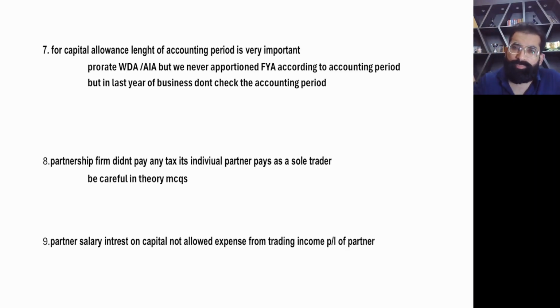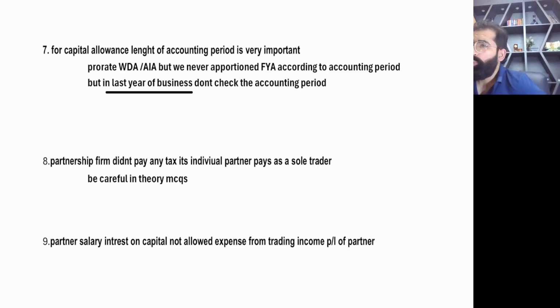One more thing, in the last year of the business, that means if the business is going to close, you don't need to count the length of the accounting period. Why? Because we never calculate any WDAs, any AIAs, nothing in the last period. We just do balancing adjustments on all pools, dear students.